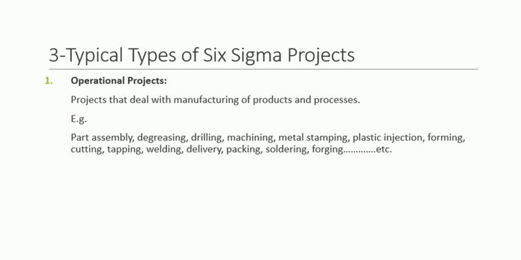So basically the Six Sigma projects are then further categorized into three typical types. Number one are the operational projects. These projects basically deal with the manufacturing of products and processes. It can involve the production of part assembly, drilling, machinery, packaging, plastic forming, milk production, taping, welding, delivery, soldering, forging, etc.